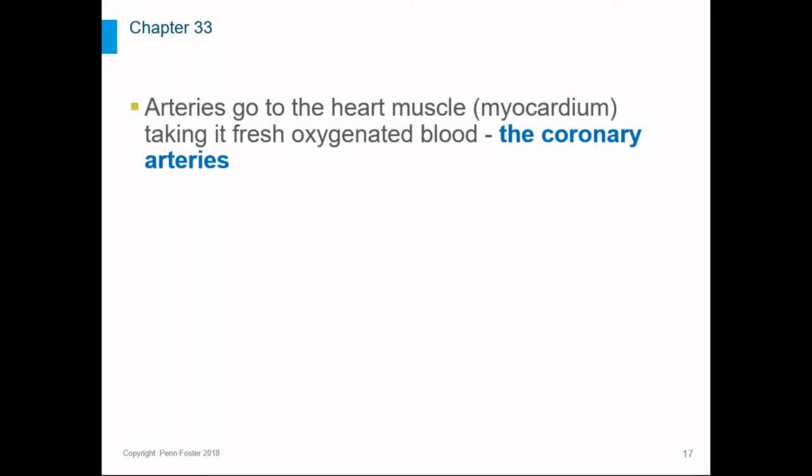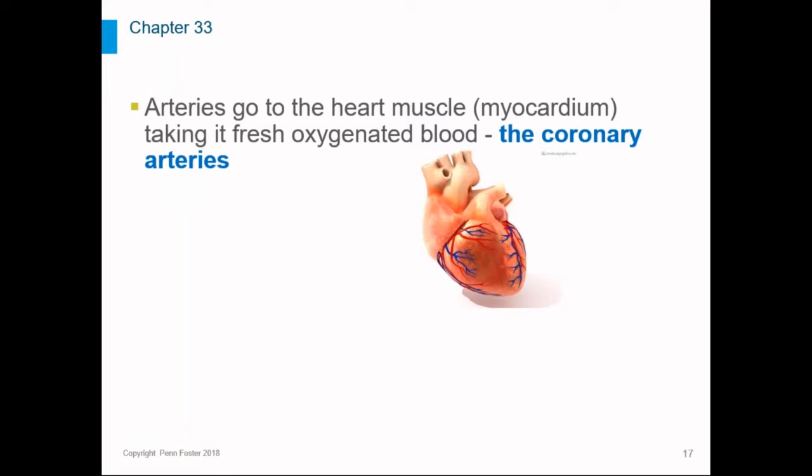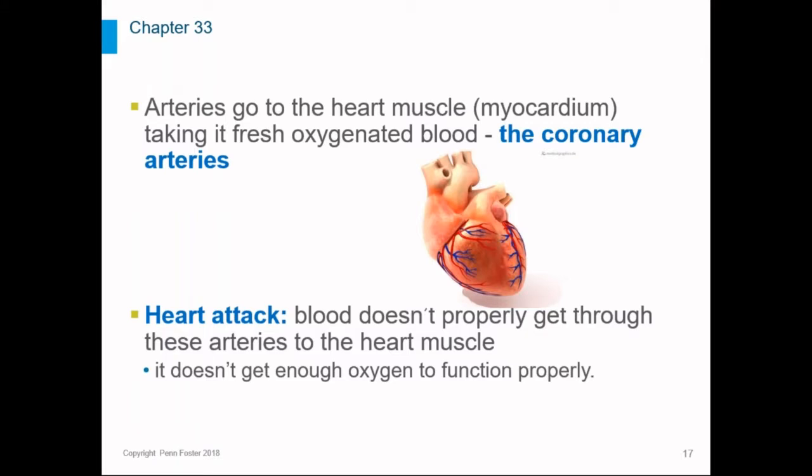Though blood is flowing through the inside of the heart, that is not where the heart gets its oxygen supply. There are special arteries that go to the heart muscle, taking it fresh oxygenated blood, and these are called the coronary arteries. And this diagram shows the coronary arteries and veins spreading across the heart. A heart attack is what happens when the blood doesn't properly get through these arteries to the heart, and so the heart doesn't get enough oxygen to function properly.